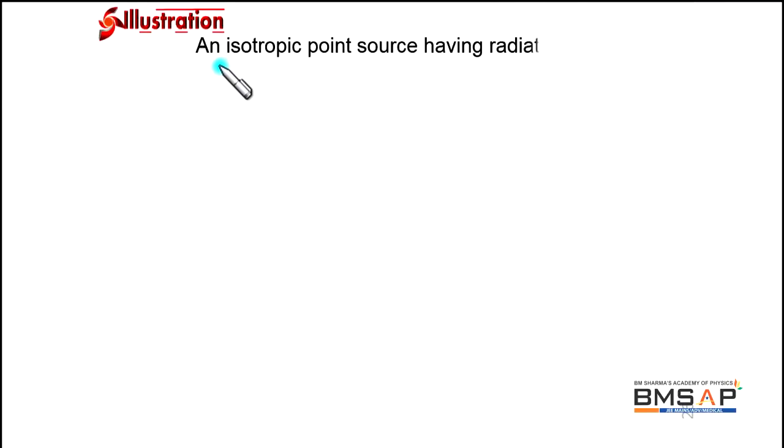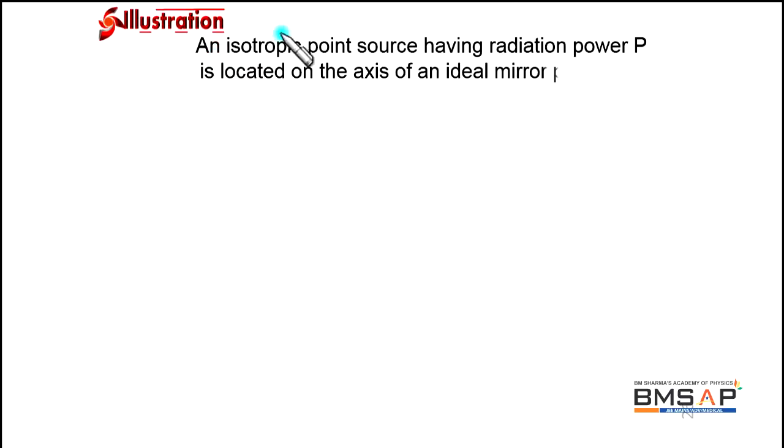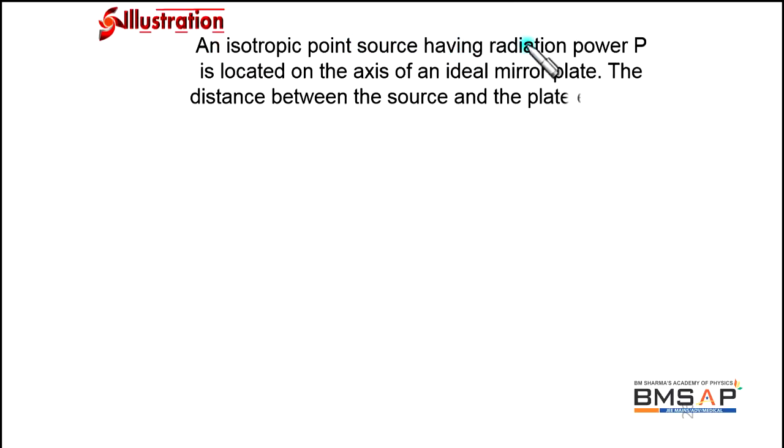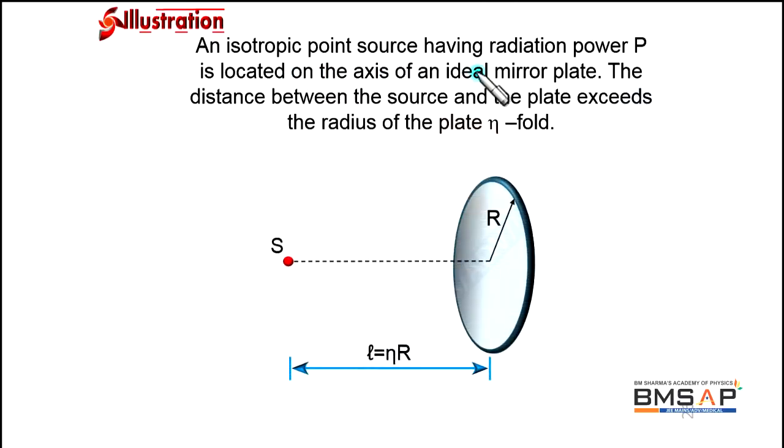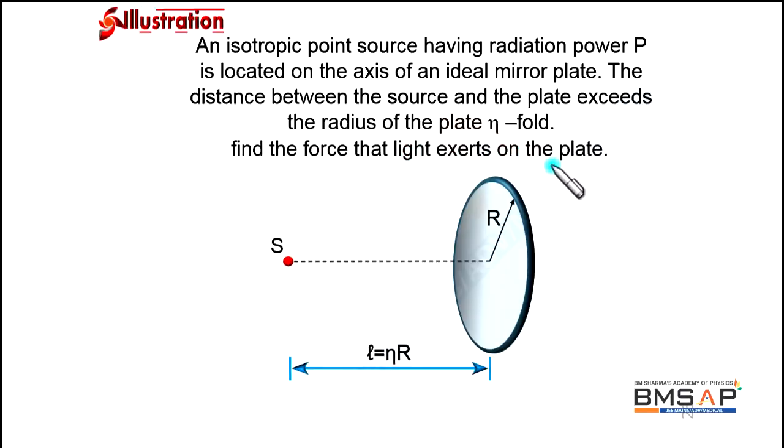In this illustration, it is given an isotropic point source having radiation power capital P located on the axis of an ideal mirror plate. The distance between the source and the plate exceeds the radius of the plate eta times. That means the distance between the point source, S is a point source, and the center of this plate is eta times capital R. Here we need to find the force of the light exerted on the plate.